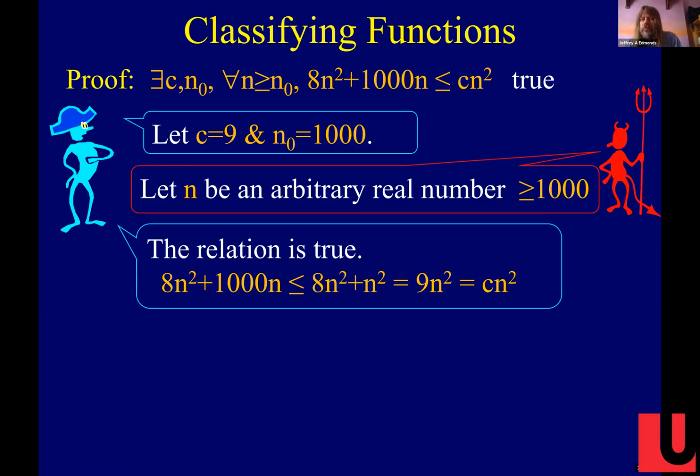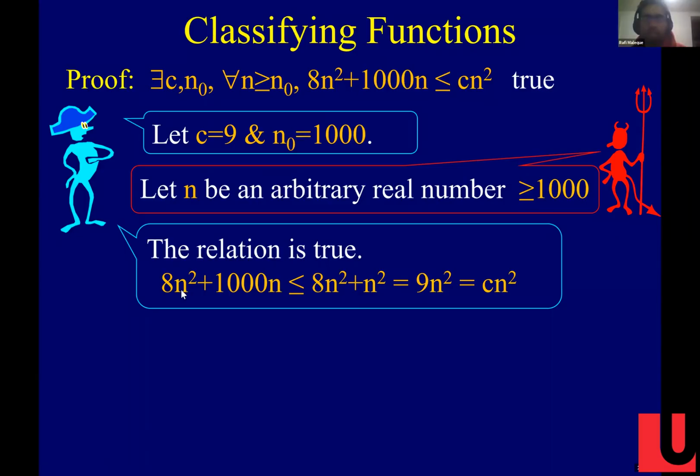That's what I want to say. I want to say there exists a C and an N naught. Well, which ones? 9 and 1000. Okay, they exist. Here they are, 9 and 1000. And then what's true for those? What's true is for all inputs of size n, for any n that is bigger than 1000, my running time, here's my running time, 8n squared plus 1000n. I claim that's bounded by 9 times n squared.